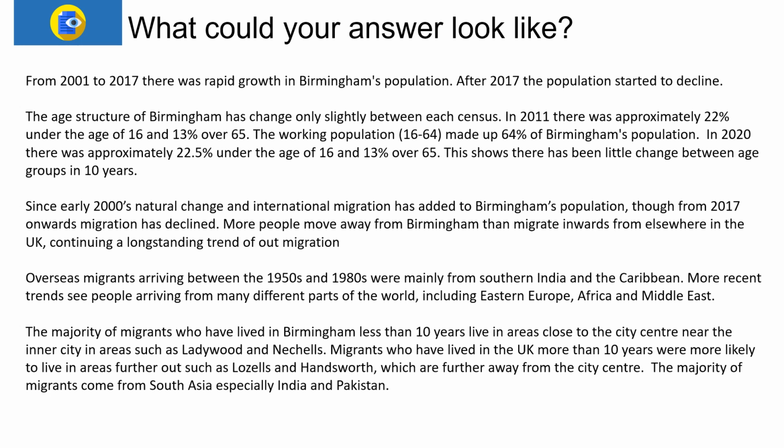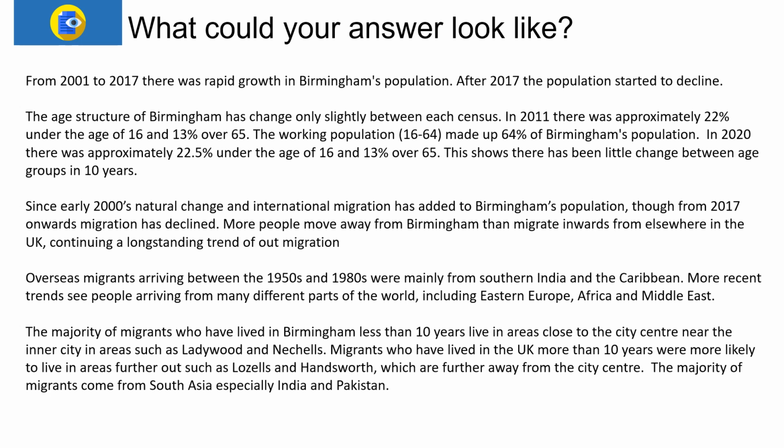Since early 2000, natural change and international migration has added to Birmingham's population, though from 2017 onwards, the migration has declined. More people are moving away from Birmingham than migrate towards it from elsewhere in the UK, continuing a long-standing trend of out-migration. Overseas migrants arriving between the 1950s and 1980s were mostly from southern India and the Caribbean. More recent trends see people arriving from many different parts of the world, including Eastern Europe, Africa and the Middle East.